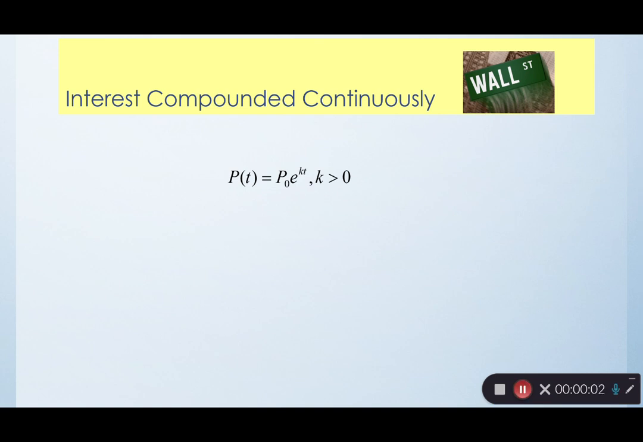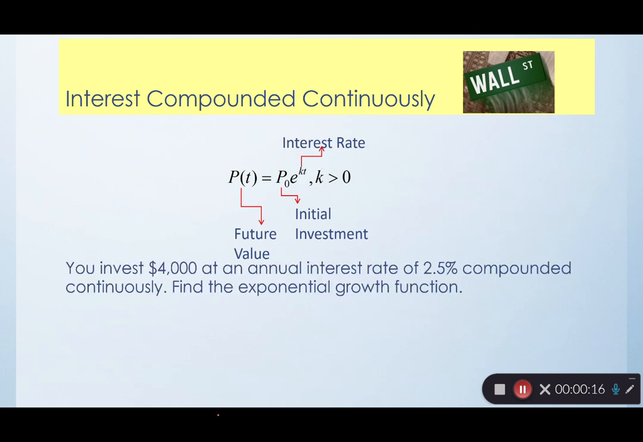All right, so our next example is about compound interest, which is really just the same problem again, right? Only now we're calling P of t the future value, and P0 is our initial investment, and k is our interest rate. So for instance, if I say you invest $4,000 at an annual interest rate of 2.5% compounded continuously, what's the function? You say, okay, great, I got this, right?